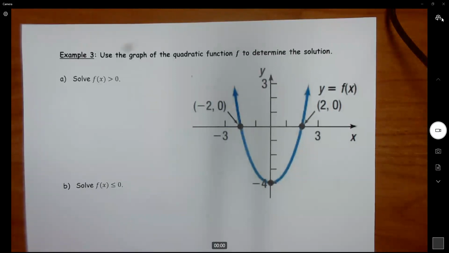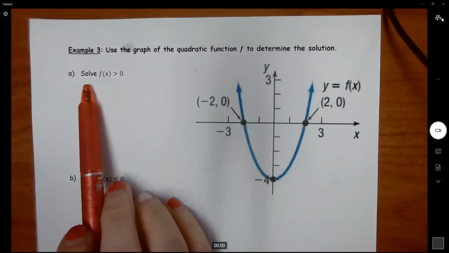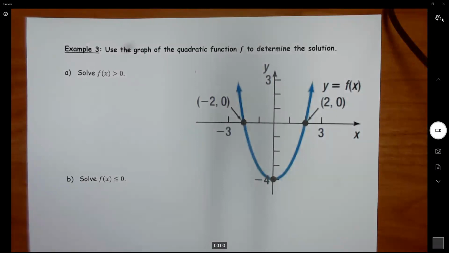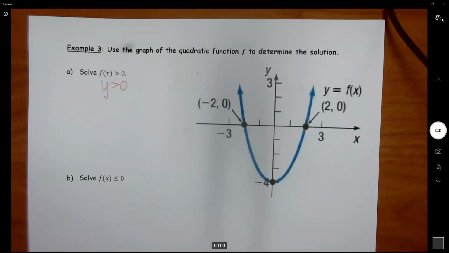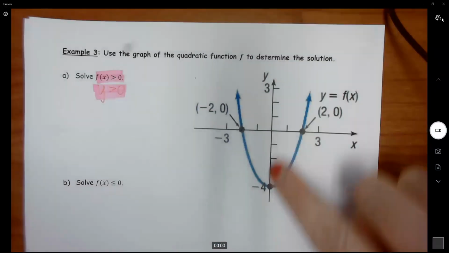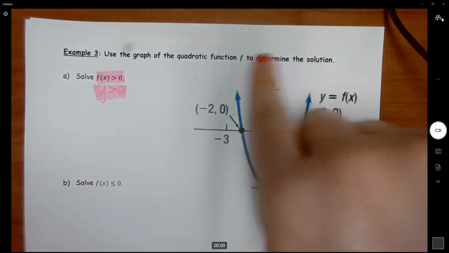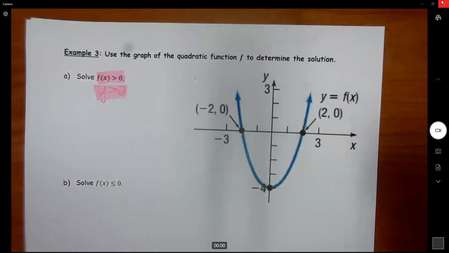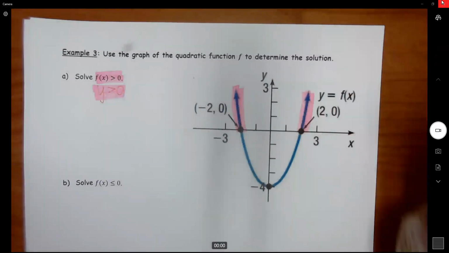Graphing is really easy. When they use graphing, literally use the graph. It tells me to solve when f of x is greater than 0. This is just another way of saying y, right? So when y is greater than 0. So when I look at my graph, when I look at my coordinate here, your y is greater than 0 above the x-axis. So we are talking about this portion of our graph and this portion of our graph.